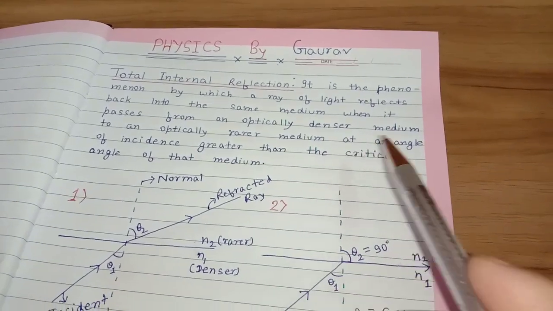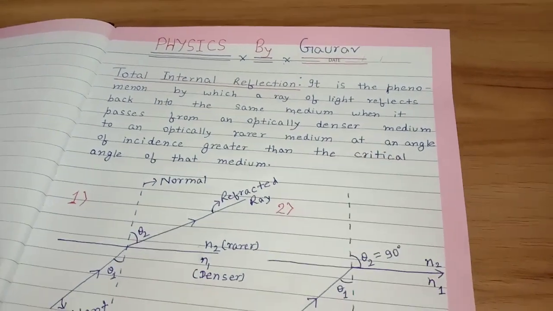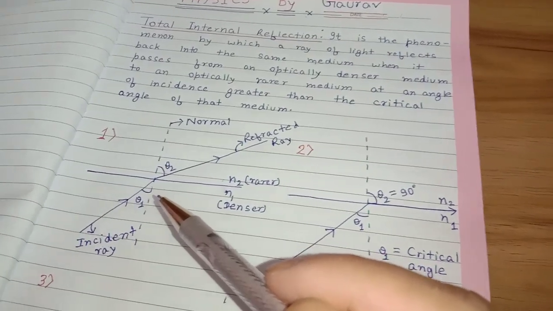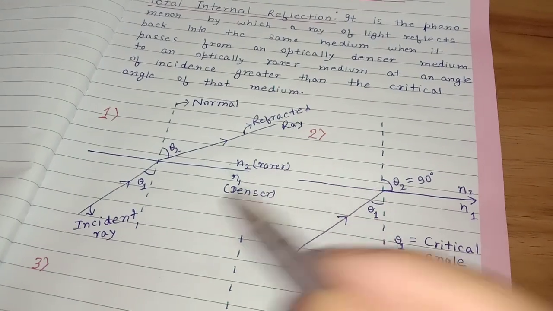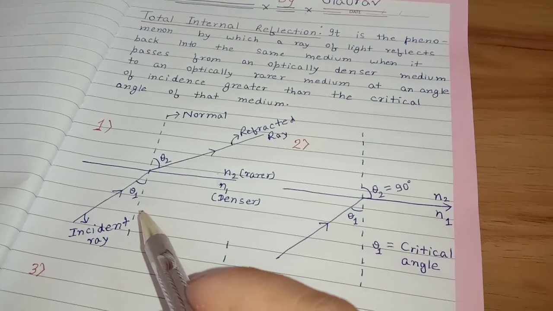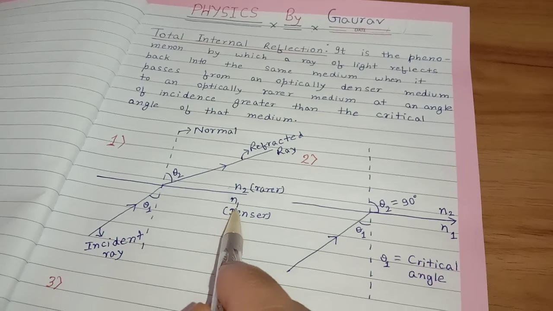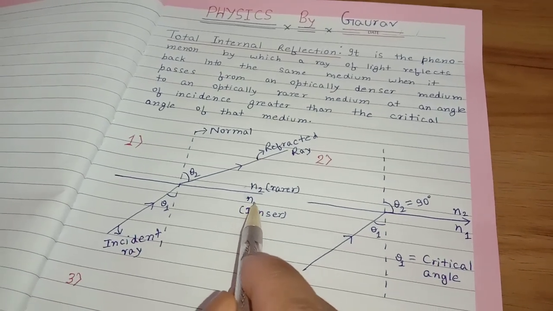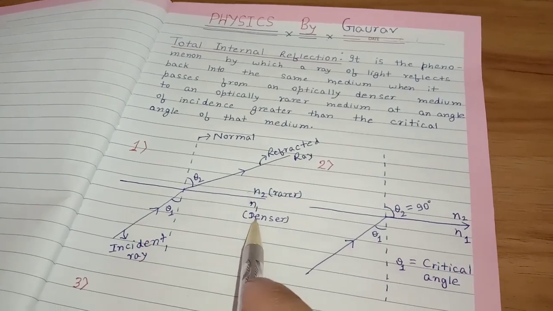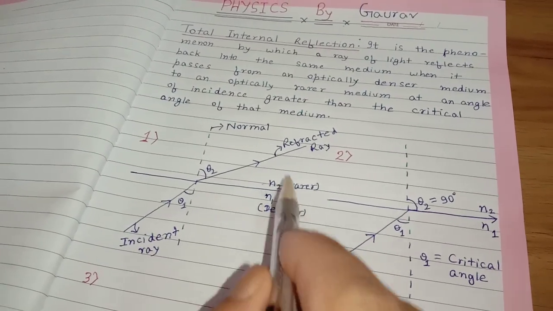Now I know that you must be a bit confused with this definition. So if we try to understand it through diagrams, then we can easily understand it. Now I'll make you understand total internal reflection with the help of three diagrams. The first diagram is pretty easy, I think you all must know it, and we see that there are two mediums. The first medium is the N1 medium, that is the denser medium. N1 is the refractive index of the first medium and N2 is the refractive index of the second medium.